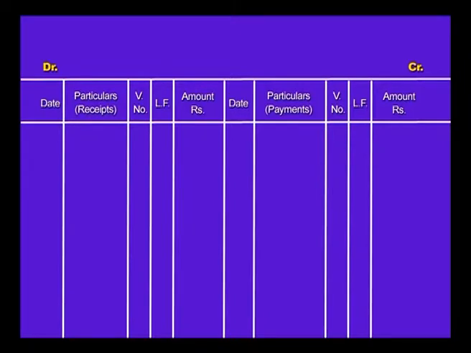As you can see on the top of the format, the left hand side of the cash book is the debit side, which is for recording cash receipts, whereas the right hand side of this book is the credit side, which is for recording cash payments. Now, let us understand the various columns of this cash book. Date columns, that is column number 1 and 6, are meant for recording the date of the related transaction respectively. It means column number 1 records the date of receiving cash and column number 6 records the date of paying cash.